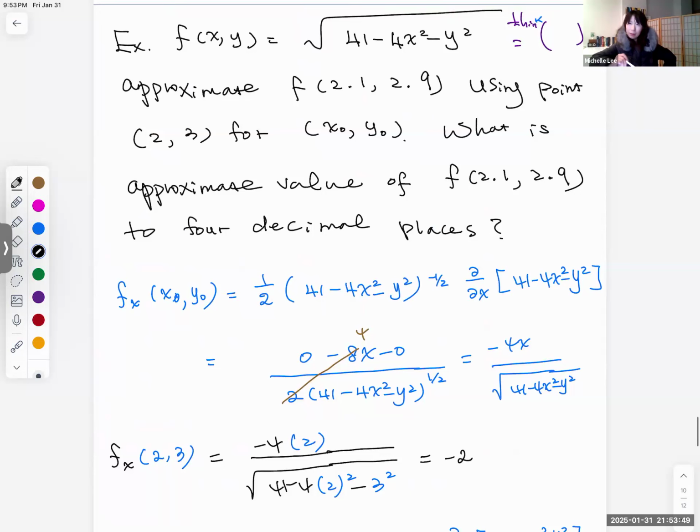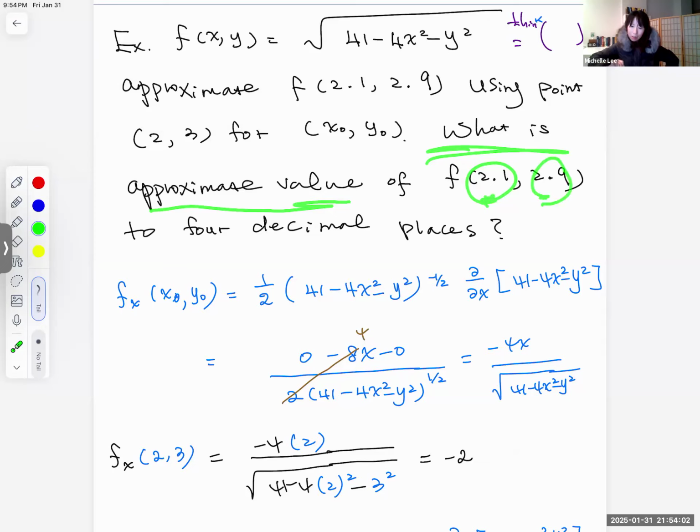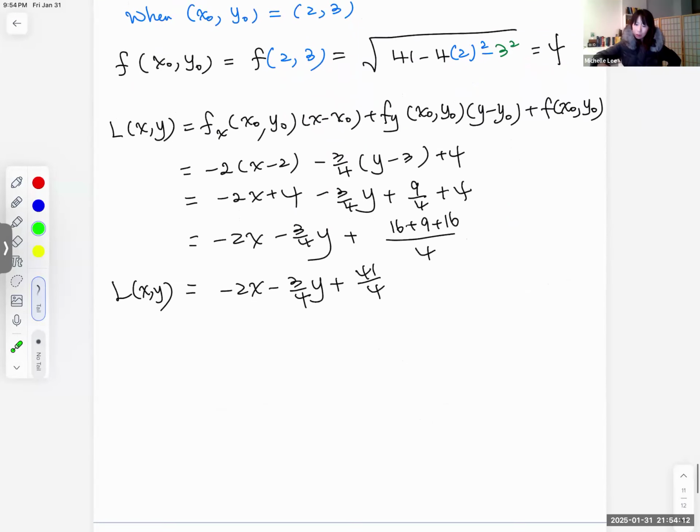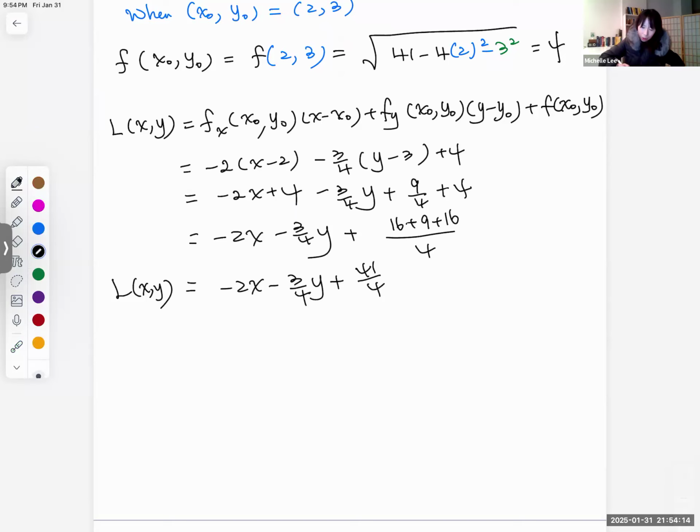Now, let's see. We want to estimate the approximate value when x equals 2.1 and y equals 2.9, right? And then we want to make it 4 decimal places, right? Okay, 2.1, 2.9. So let's do 2.1 and 2.9 in a different color.